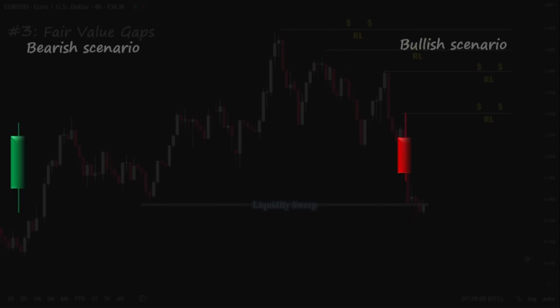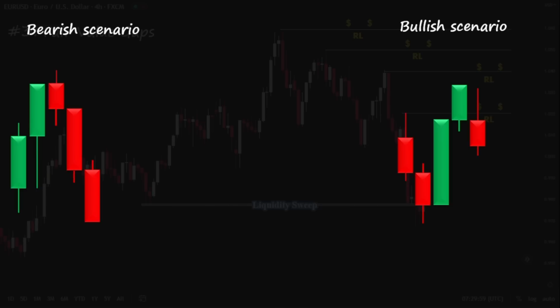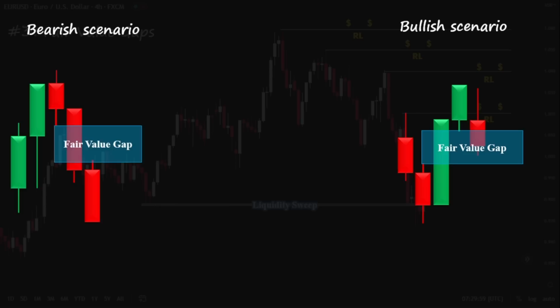Fair value gaps are formed inside a 3-candle sequence and are frequently shown on the chart as a large candle, which the upper and lower wicks of its neighbor candles do not fully overlap its body. Hence, the fair value gap zone is the area that fills the space between the wicks, which is drawn on the body of a candle.